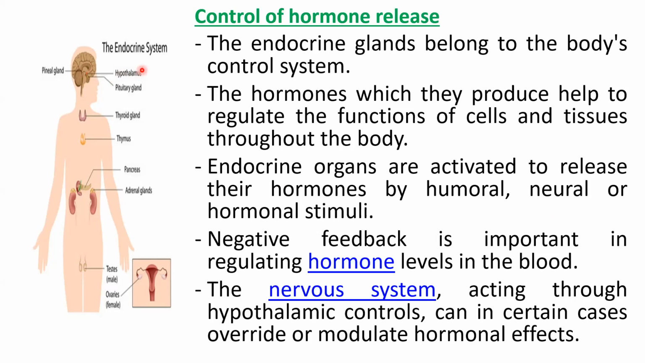This is the hypothalamus region, which is present at the base of the brain, and this region has an important role in controlling these glands. It is said that the pituitary gland is the master gland, which controls the activities of other endocrine glands.